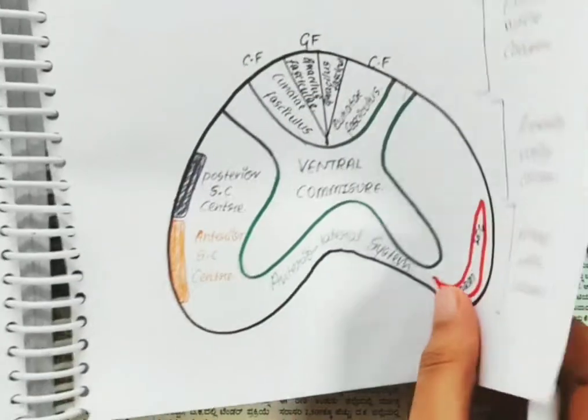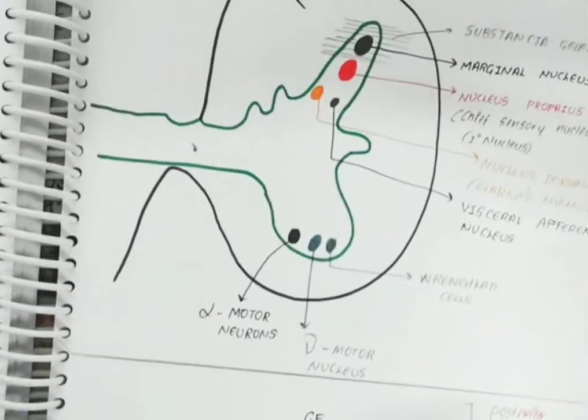Hope you have understood the first, second and third diagram. These three diagrams are very important, and it's better if you know all the nuclei present in these diagrams.